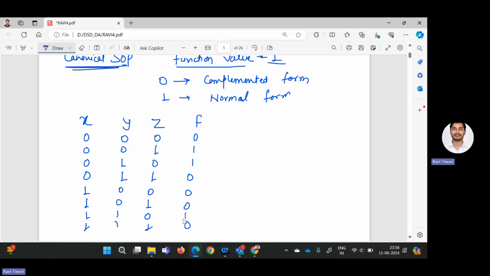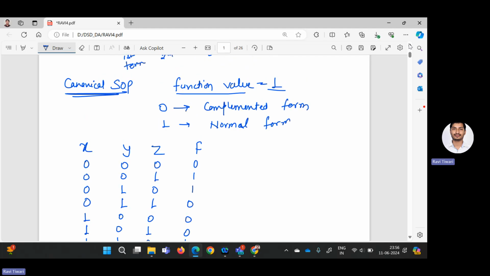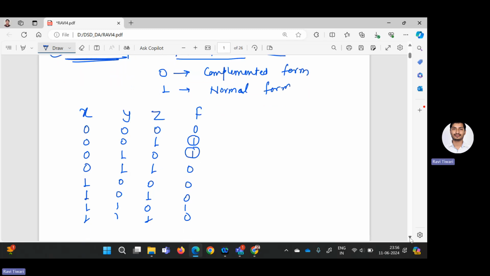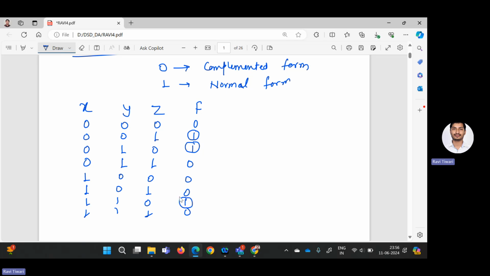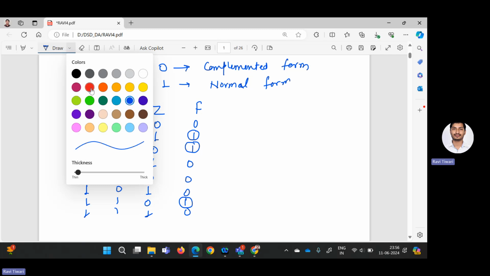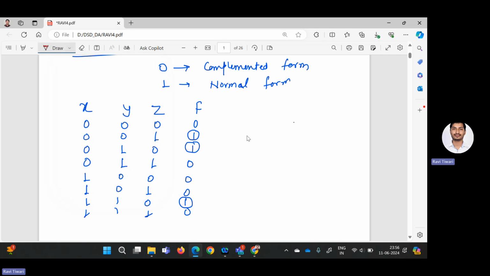Now we have to write down the canonical SOP form. Okay, how can we do that? As in the first line I have written, the canonical SOP form is written when the function value is 1. That means I am making a circle here. This is function value 1. This is function value 1. And this function value 1, right? Now we have to write down the expression of f whenever the function value is 1.